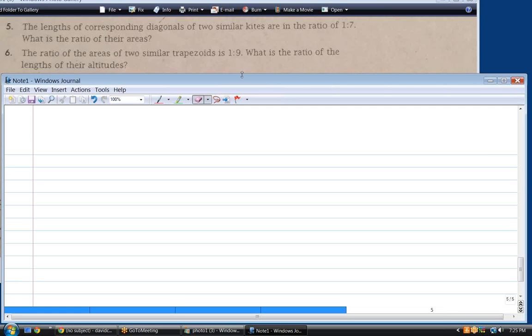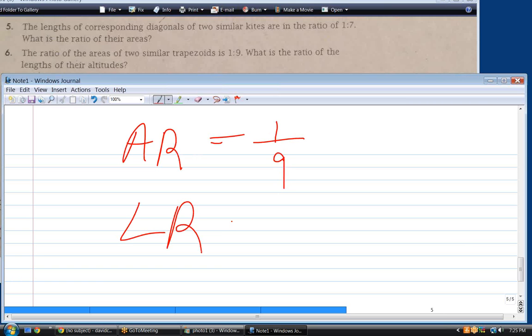The ratio of the area of two similar trapezoids is 1 to 9. What's the ratio of the lengths of their altitudes? So what did they give us? What kind of ratio? 1 to 9. But it's an area ratio. So it makes the linear ratio different. It's the square root of that.